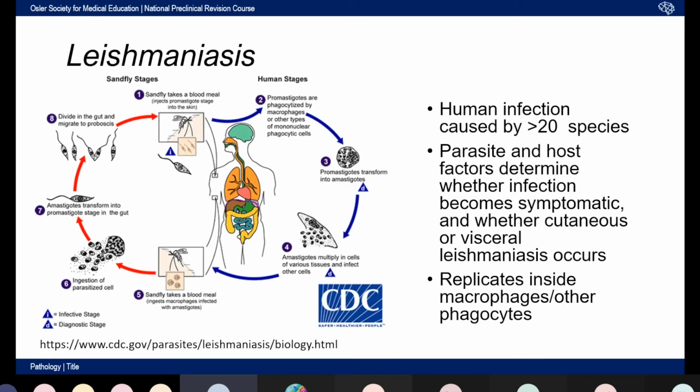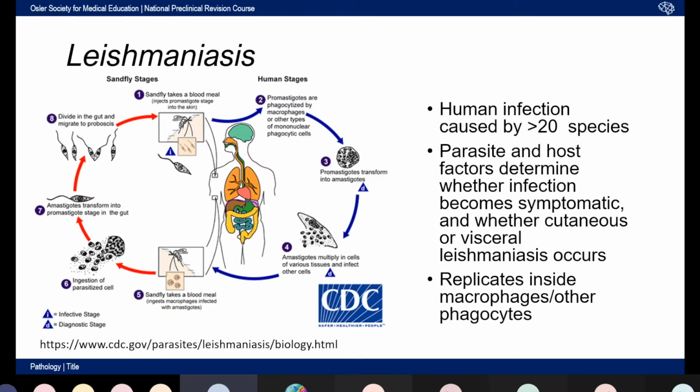The next parasite is Leishmaniasis. This is a parasitic disease found in parts of the tropics, subtropics, and southern Europe. It's caused by Leishmania parasites, and these parasites are spread by sandfly bites. The sandfly injects promastigotes into the human, which are then taken up by macrophages or other phagocytic cells. Then the promastigote transforms into an amastigote, which multiplies in cells and infects other cells. The sandfly ingests the infected macrophages, and then within the sandfly, the amastigotes transform into promastigotes, and that's the complete life cycle.